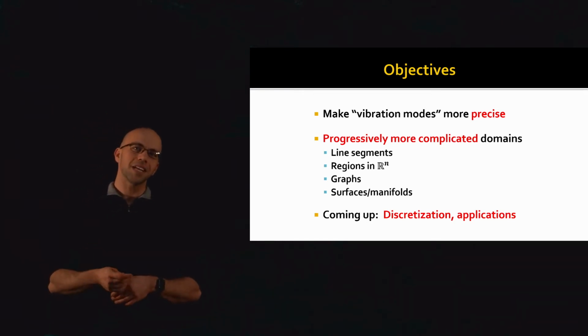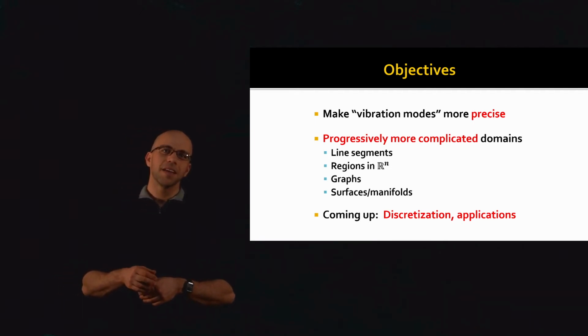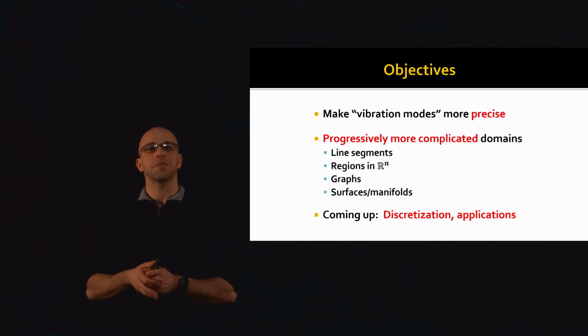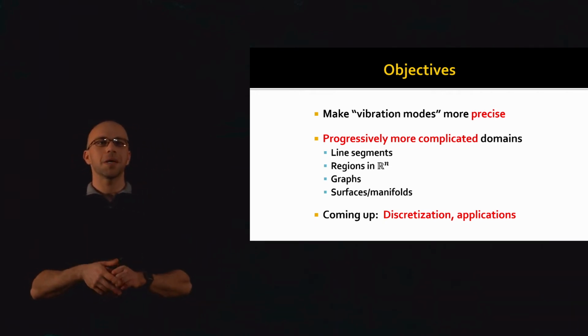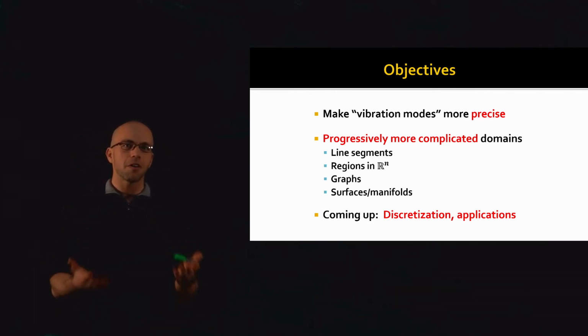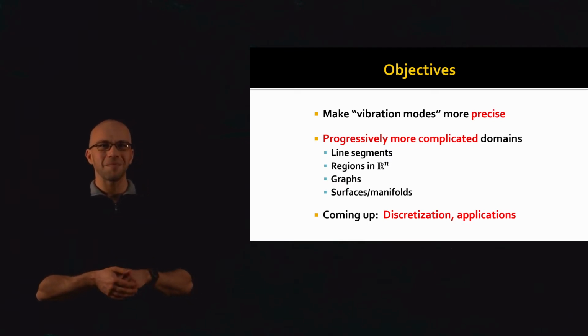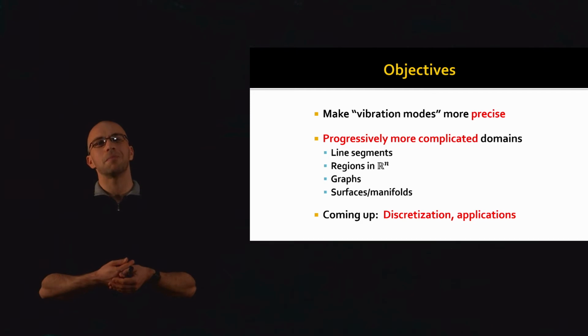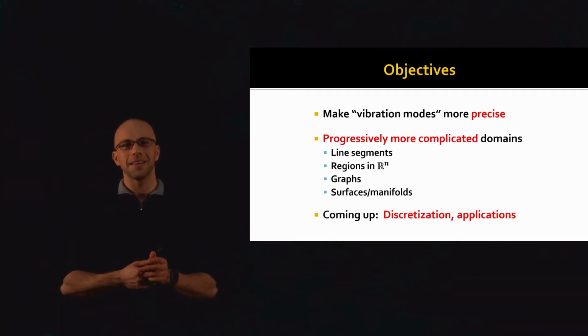So here are our objectives for today's lecture. Essentially, we're going to take this idea of vibration mode and make it more precise. And we're going to do so by considering progressively more and more complicated domains. We'll start by formalizing that "can you hear the shape of a line segment" problem and basically working through that completely in both the discrete and smooth cases.